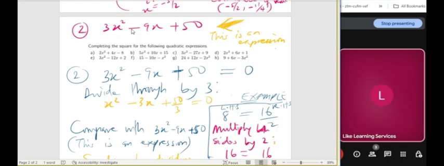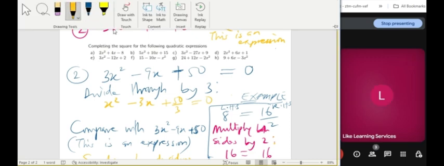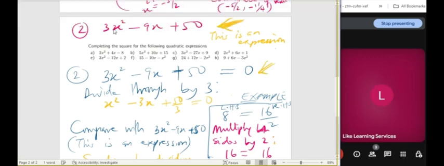Okay, still, so does that mean that when we get the answer that we should multiply by 3? Yes. Oh, I know.